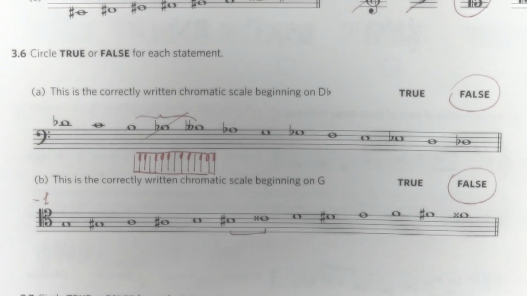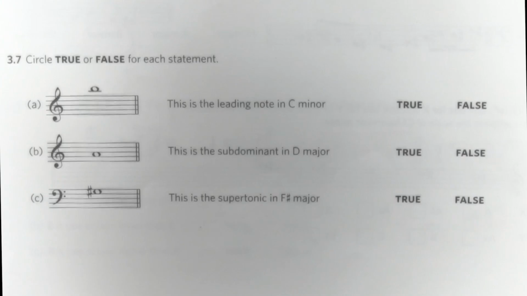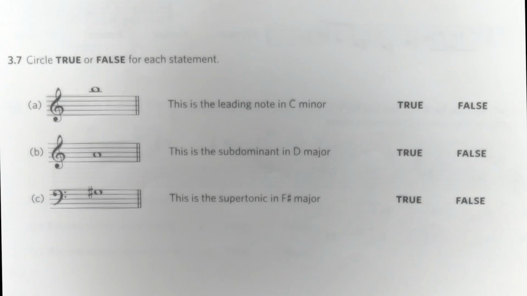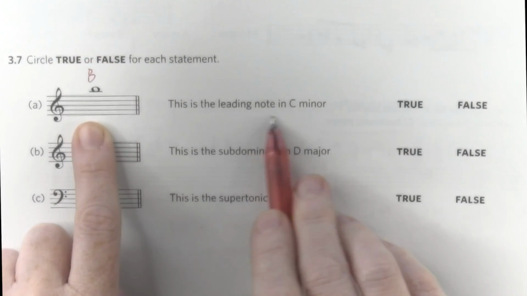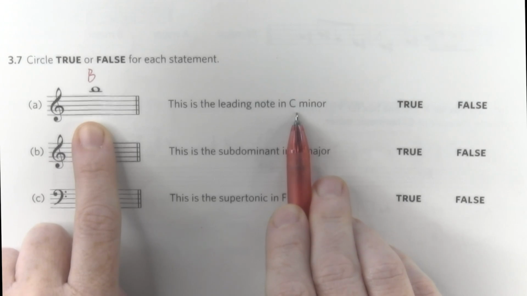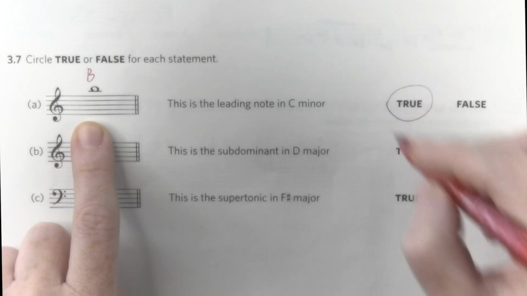Shame. Question 7. In this final question of the third section, we need to circle true or false for each of these statements, and they talk about degrees of the scale. This B is supposed to be the leading note of C minor. Yes, it is, because the leading note is just one semitone below, so true.